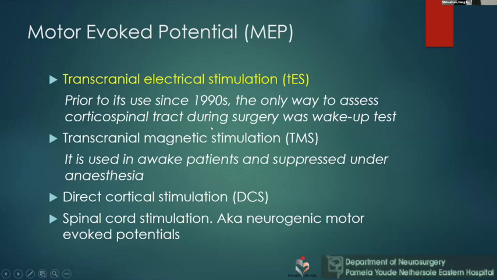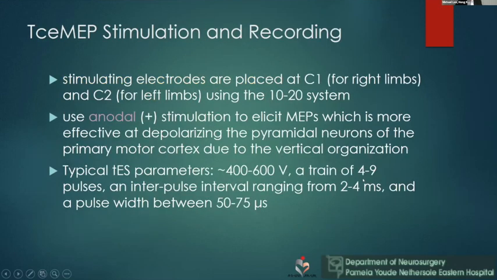Besides the electrical stimulation, we also have the transcranial magnetic stimulation. However, this is only useful in awake patients, as it can be suppressed with anesthesia. We also have the direct cortical stimulation that would trigger motor evoked potential. We also have the spinal cord stimulation. But this time, we'll just talk about the transcranial electrical stimulation.